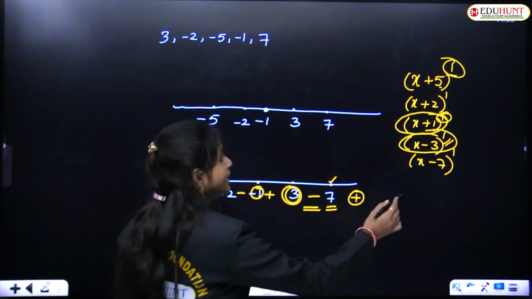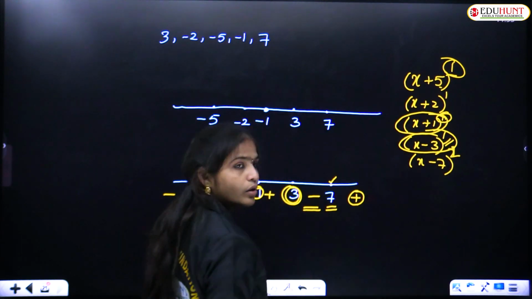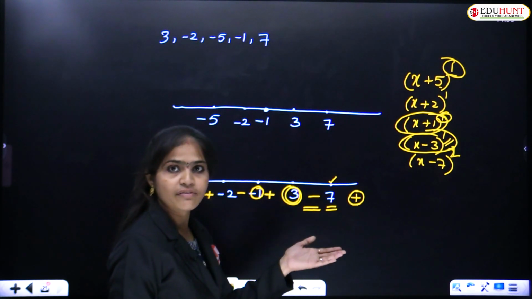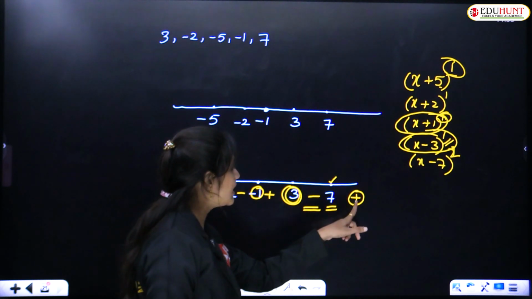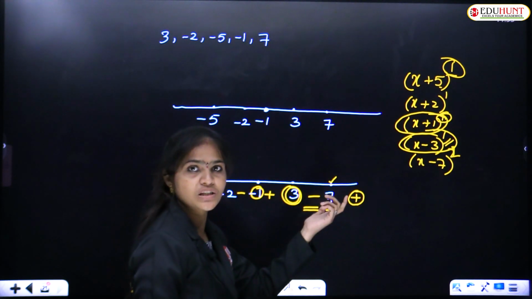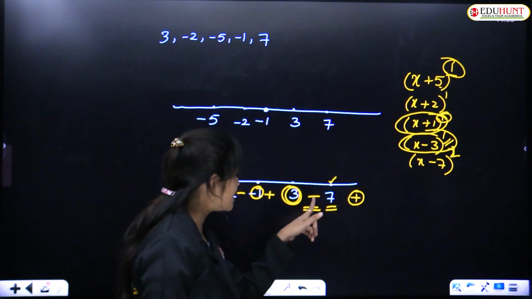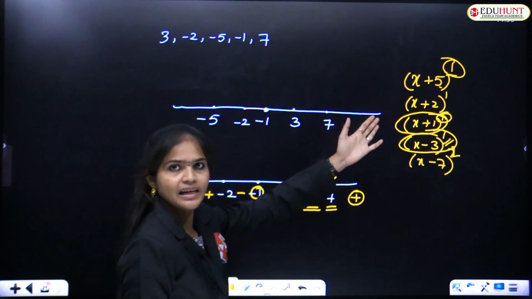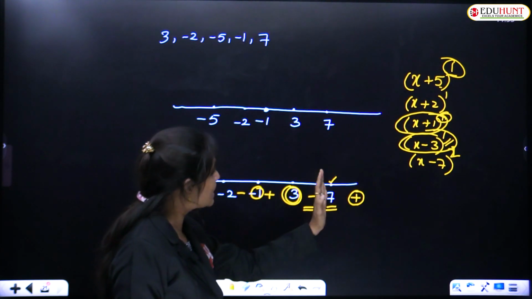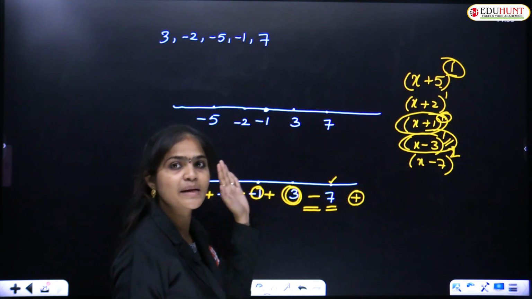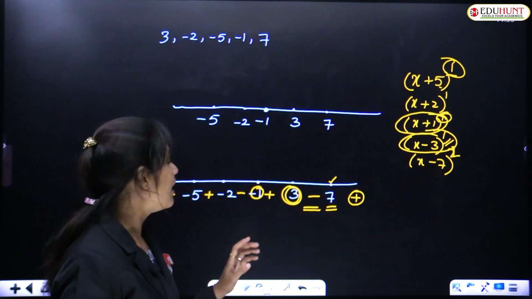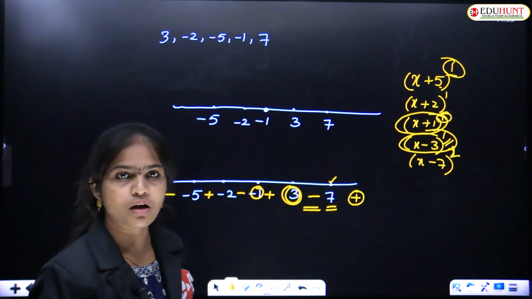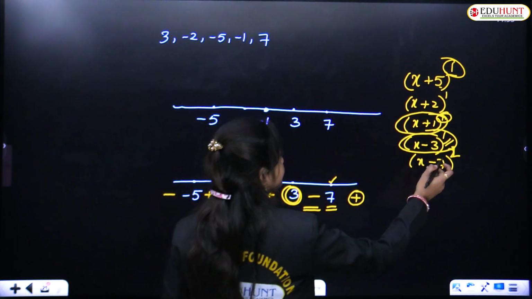For example, here 2 is there, which means the exponent is 2, which means it is an even power. Even power means here plus is there. Even power means no need to change the sign. So here plus is there, which means here also plus will come. And here some other even power is there, so again the preceding sign, the same sign will come after crossing that number. So let us see that.